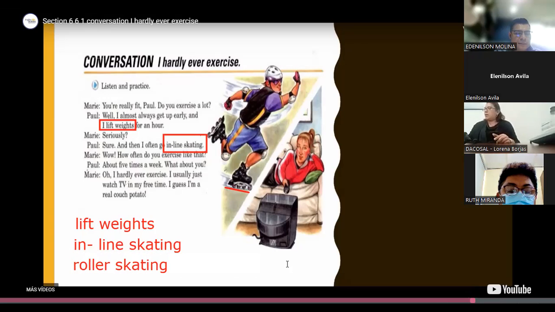¿Ven? Extra vocabulary. Siempre anoten vocabulario extra para que puedan distinguir en una conversación. En este caso, miren, aprendemos de roller skating, inline skating. They are different. Lift weights, levantar pesos. Okay. Continuemos. ¿Qué más hace Paul?